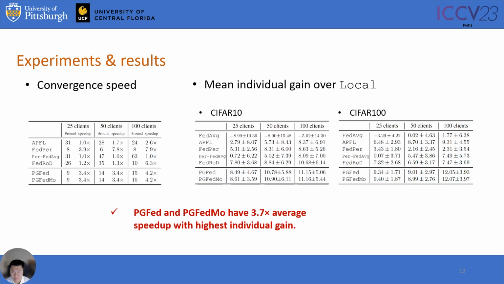We also tested the convergence speed by recording the number of rounds it takes to reach 70% accuracy on CIFAR-10, and found that PGFed and PGFed mode have an average of 3.7 times speed up over top PFL algorithms, with the highest individual gain.